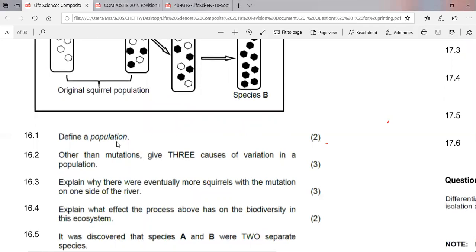Define a term population. Remember, there was that fantastic mnemonic, SHIT. Other than mutation, three causes of variation. Lovely, isn't it? So one is meiosis, remember, crossing over and random arrangement of chromosomes in metaphase 1 and 2. And the other was random mating, random fertilization. Explain why there were eventually more squirrels with a mutation on one side of the river.